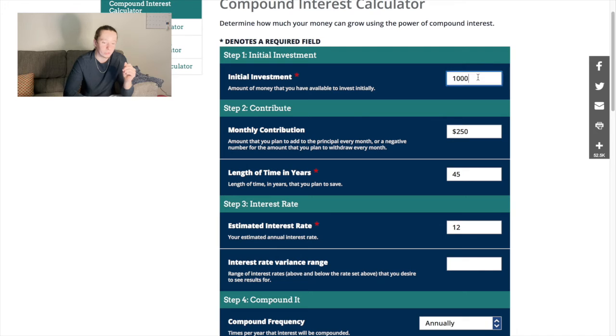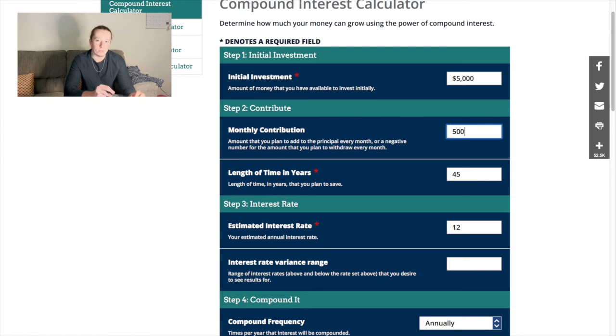Let's say we start with $5,000. And the initial investment is honestly not the most important. The most important is the interest rate and the monthly contribution. So let's say we start with $5,000, and let's say we save $500, or we put $500 a month into our portfolio.